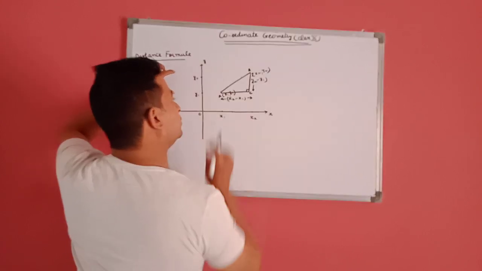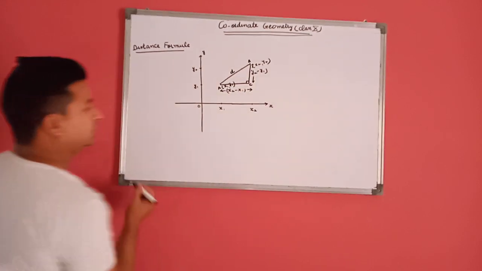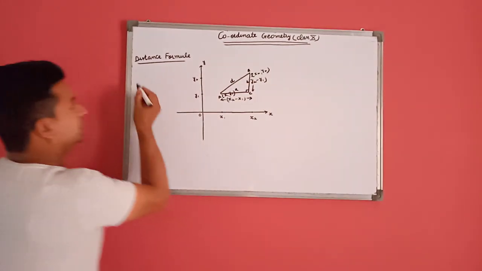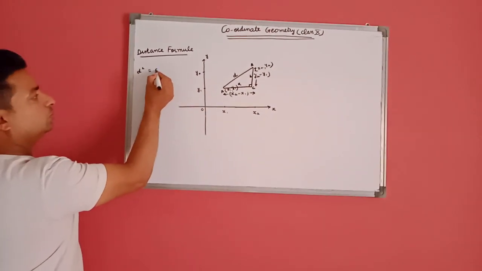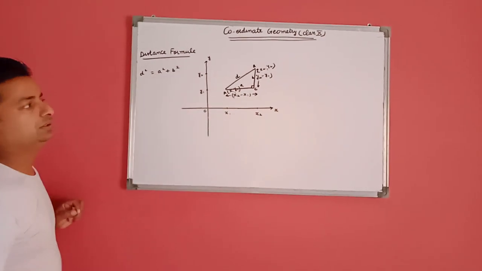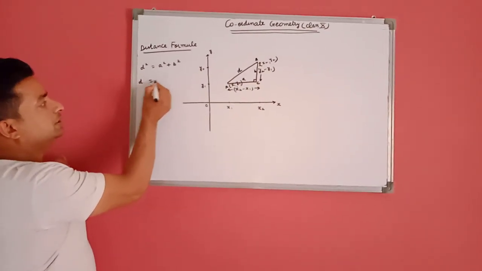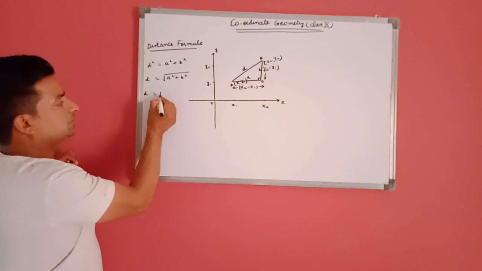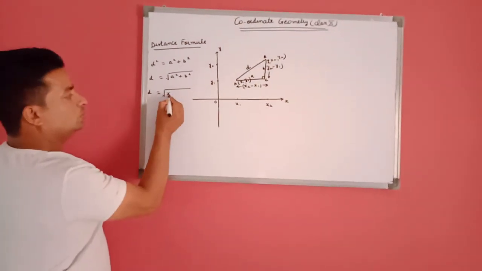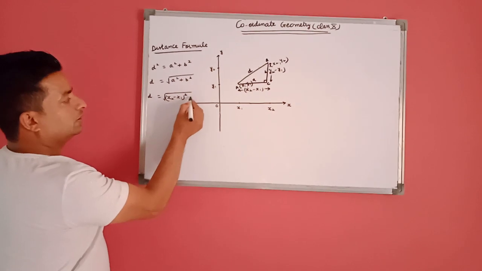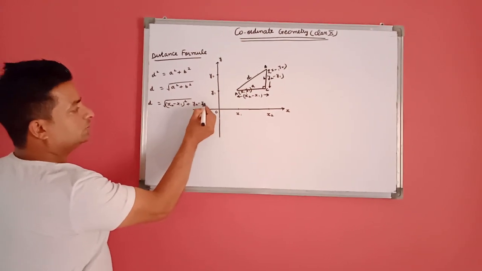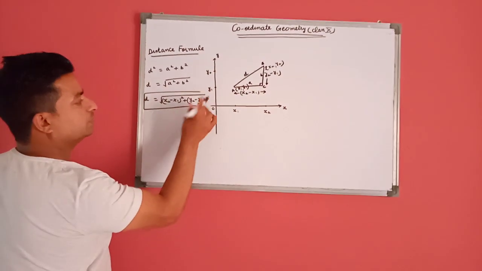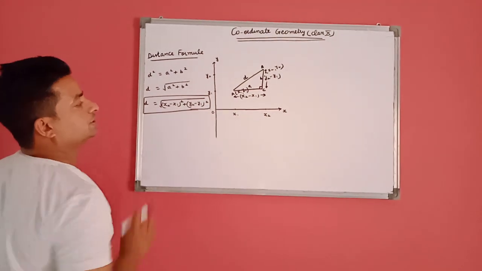As we know, according to Pythagoras theorem, this distance is d. If we take this side as a, this side as b, then d square equals a square plus b square. This is Pythagoras theorem, and d is equal to the square root of a square plus b square. Here a is equal to (x2 minus x1) whole square, and b is equal to (y2 minus y1) whole square. This is the distance formula, the distance between 2 points.